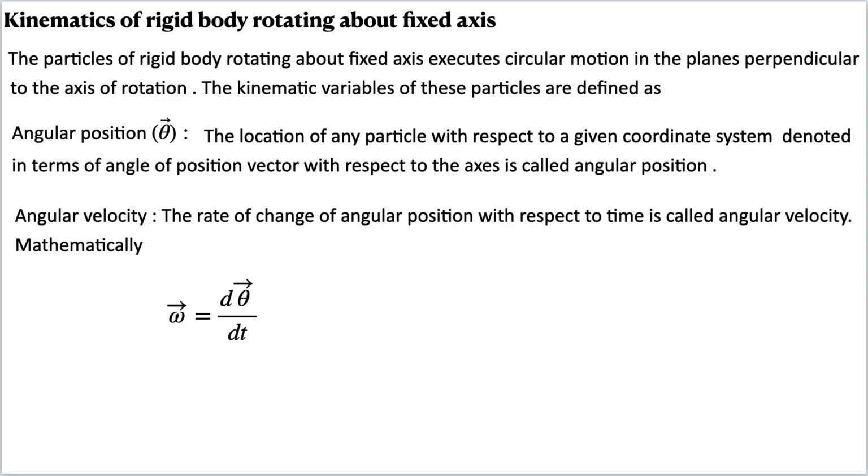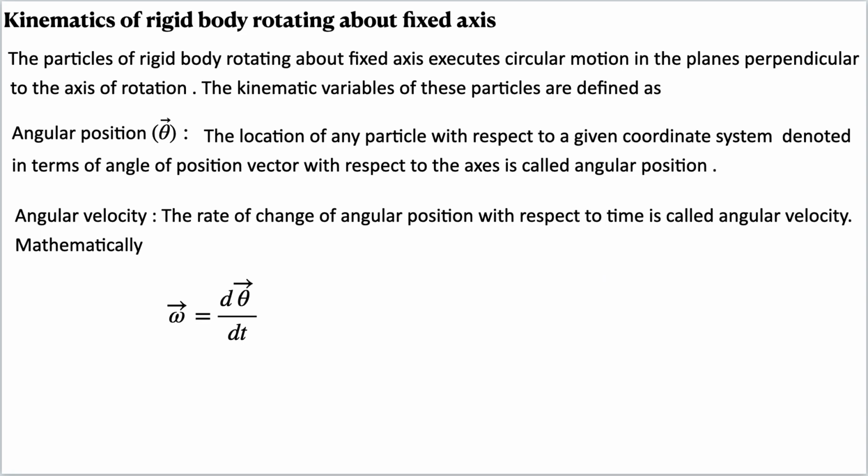Kinematics of a rigid body rotating about a fixed axis. The particles of a rigid body rotating about a fixed axis execute circular motion in planes perpendicular to the axis of rotation. The kinematic variables of these particles are defined as angular position theta, which is a vectorial quantity. The location of any particle with respect to a given coordinate system, denoted in terms of the angle of the position vector with respect to the axis, is called angular position.